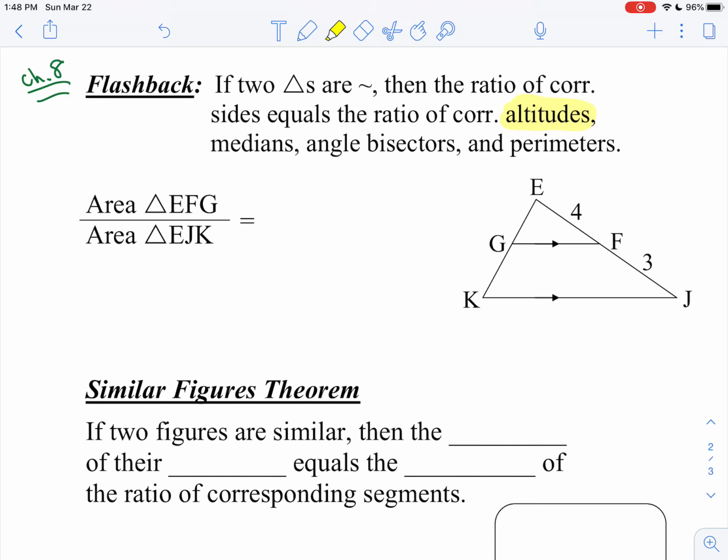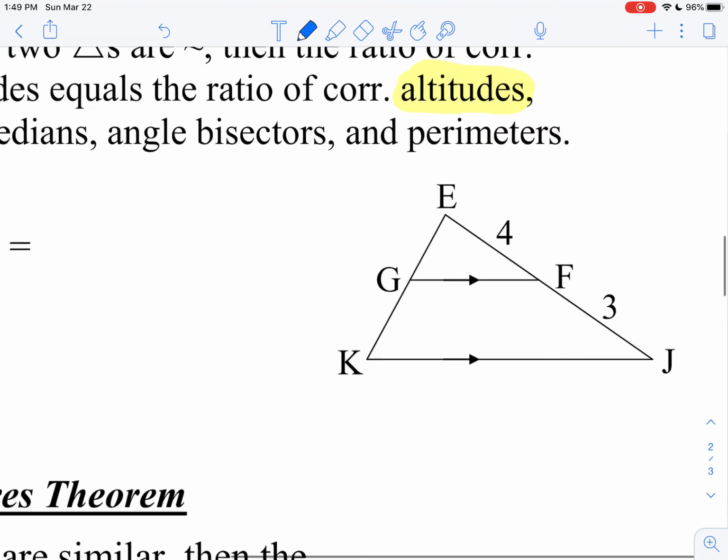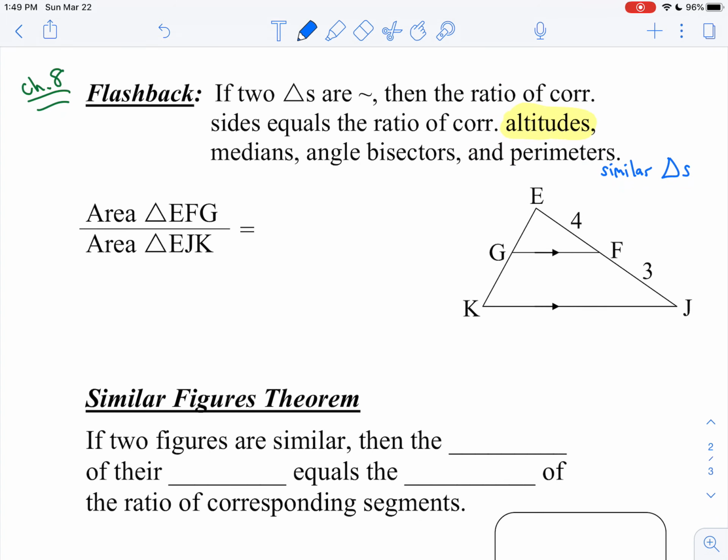Now, this first problem is going to be a little bit slow, but then it will lead us to something to make the problems a lot quicker. But I don't want to just throw you in blind. So we'll see what happens on this one. Looking at that picture, you saw that a ton back in Chapter 8. You do know that triangle EGF is similar to triangle EKJ. So we know that right now. So maybe I'll write a note. You don't have to write that down, but it's going to be a part of our thought process though. So we have similar triangles.